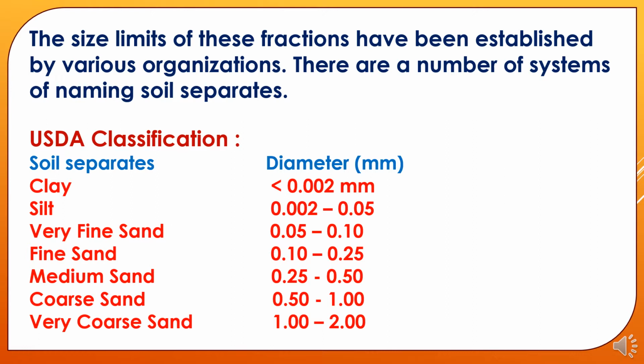As per the USDA classification, the United States Department of Agriculture classification, it has been categorized into 7 groups. First is clay, having diameter less than 0.002 millimeters; silt, 0.002 to 0.05 millimeters; very fine sand, 0.05 to 0.1 millimeter; fine sand, 0.1 to 0.25 millimeters; medium sand, 0.25 to 0.5 millimeters; coarse sand, 0.5 to 1 millimeter; and very coarse sand, 1 to 2 millimeters.